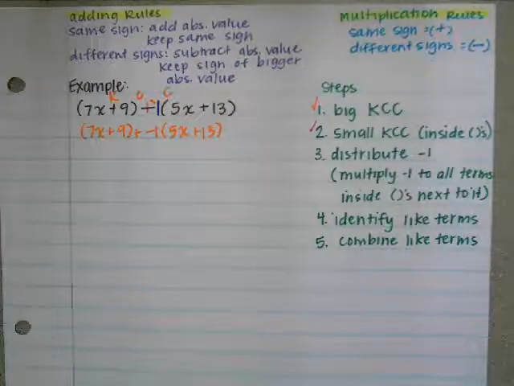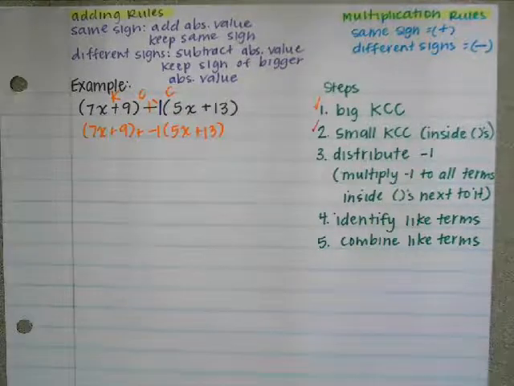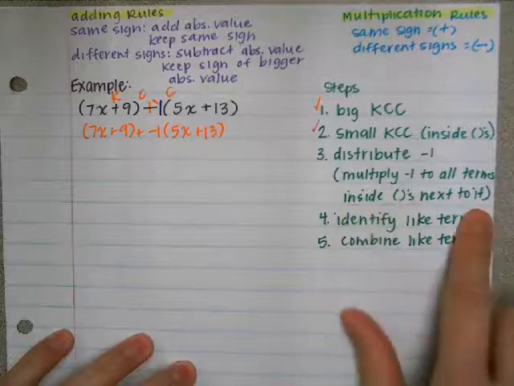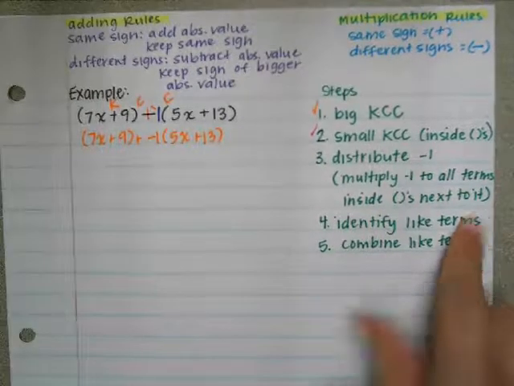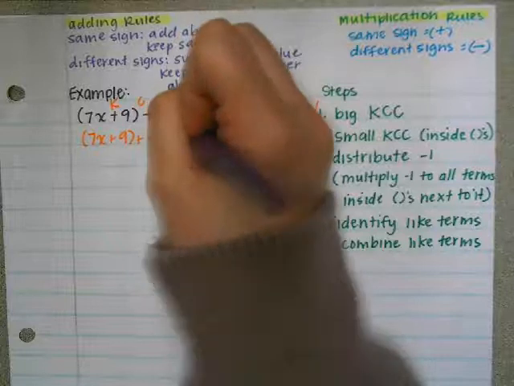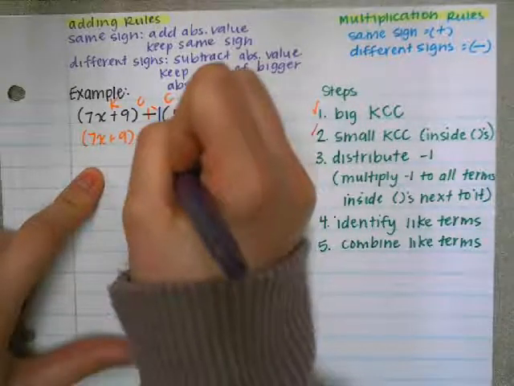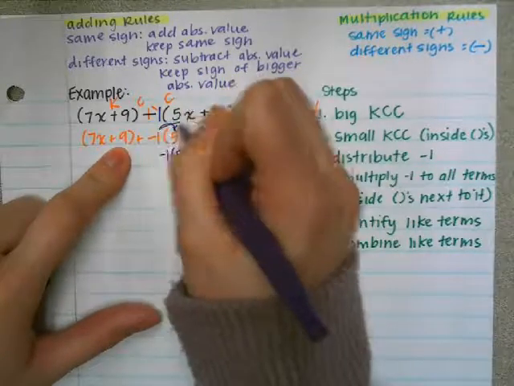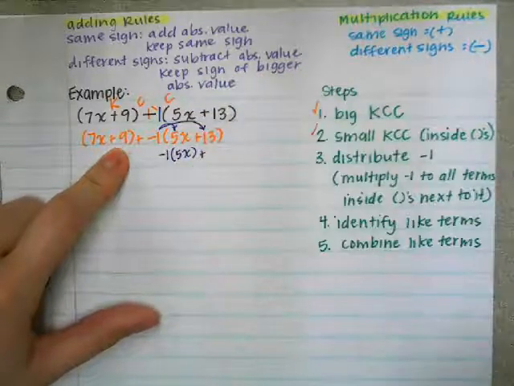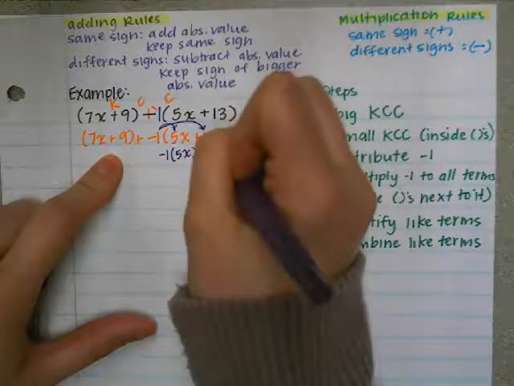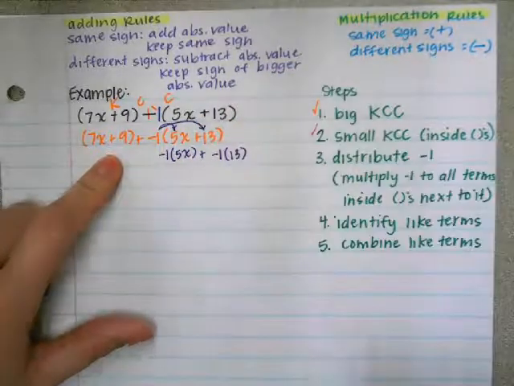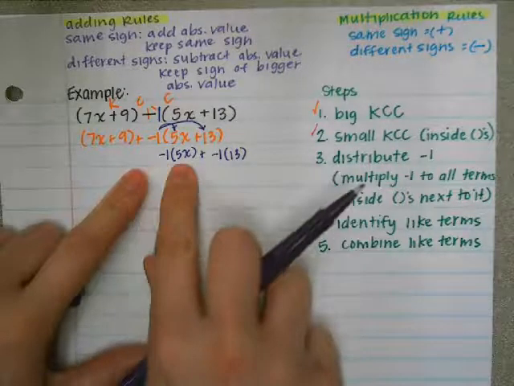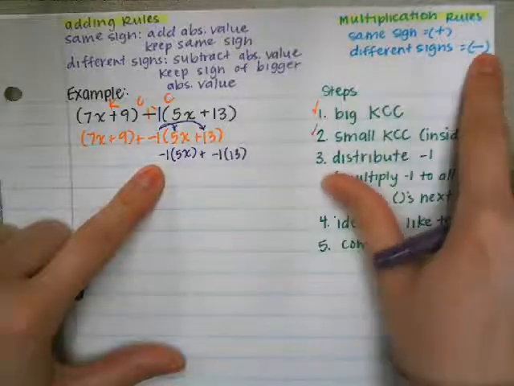The next one is to distribute this negative 1. So I'm going to take this negative 1 right here and distribute it to all terms inside the parentheses that it's next to. So I'm going to take this negative 1 and multiply. This is multiplication. So negative 1 times 5x plus distribute it to the other term that's inside the parentheses, negative 1 times 13. Do the multiplication, so I have negative times a positive, so they have different signs. I need a negative answer.